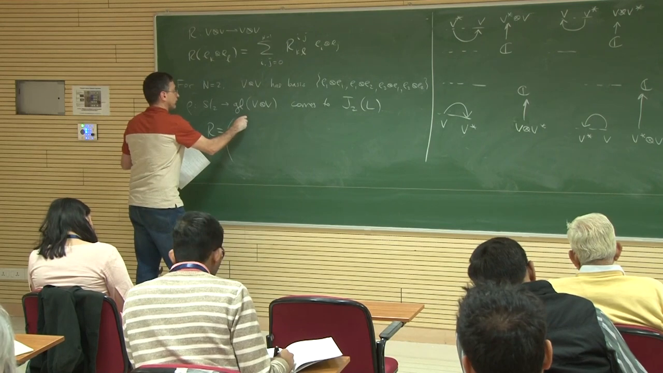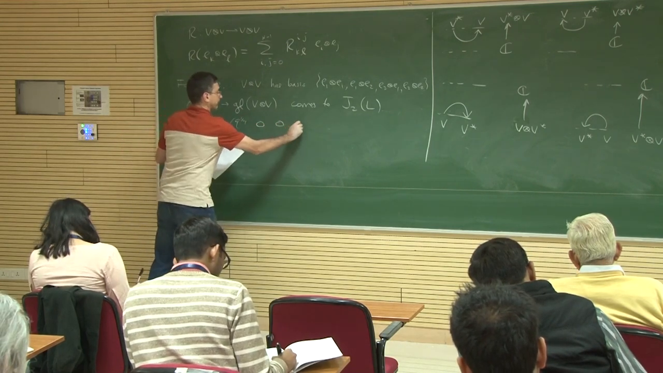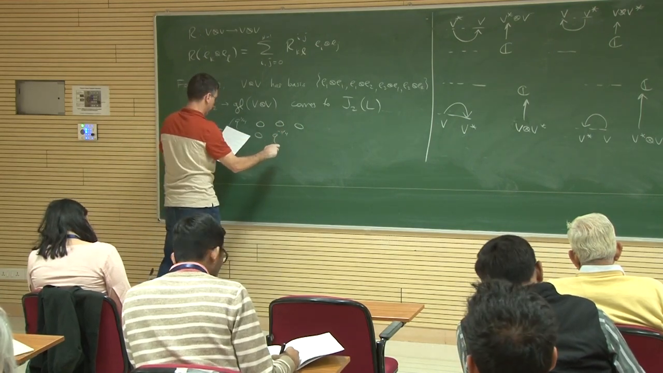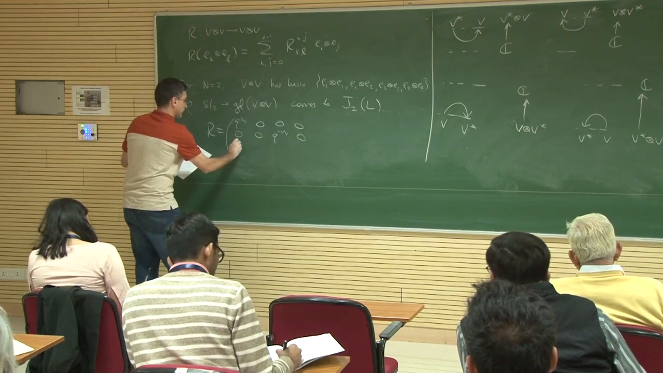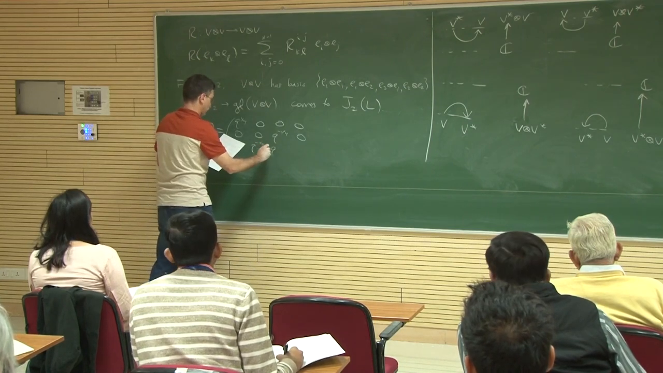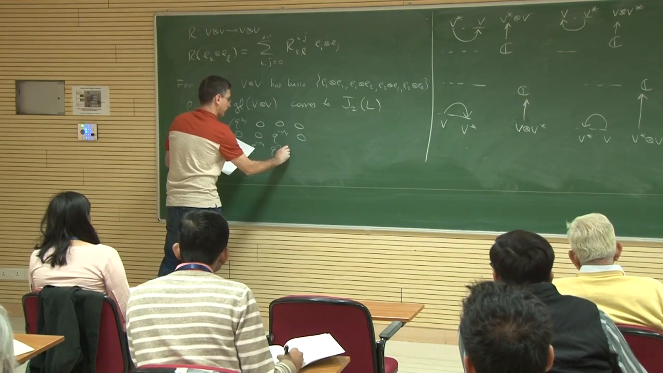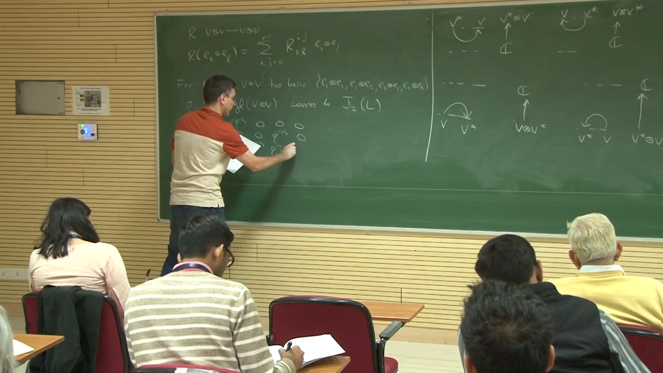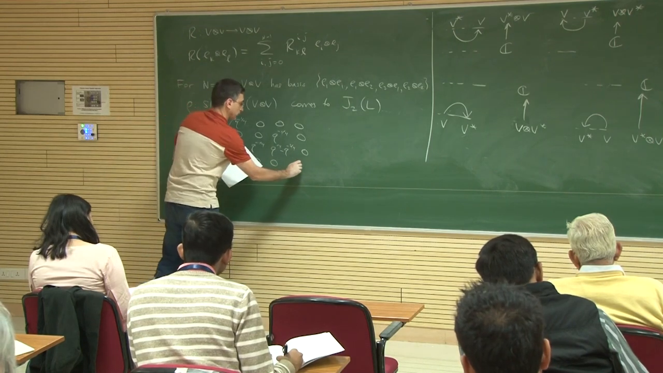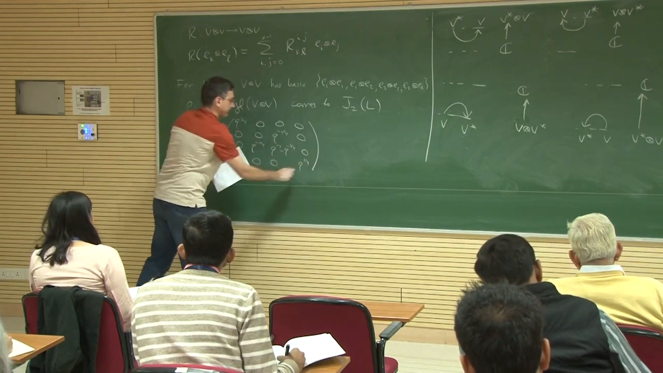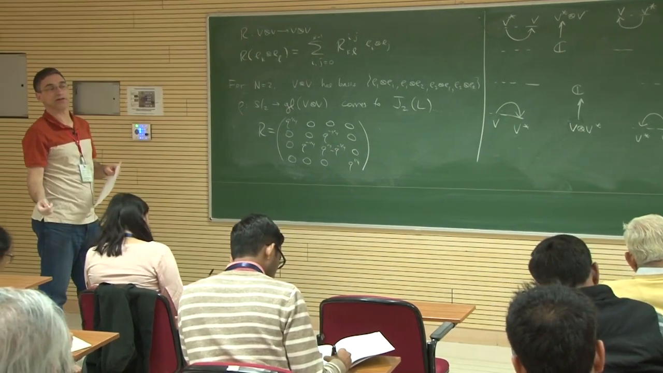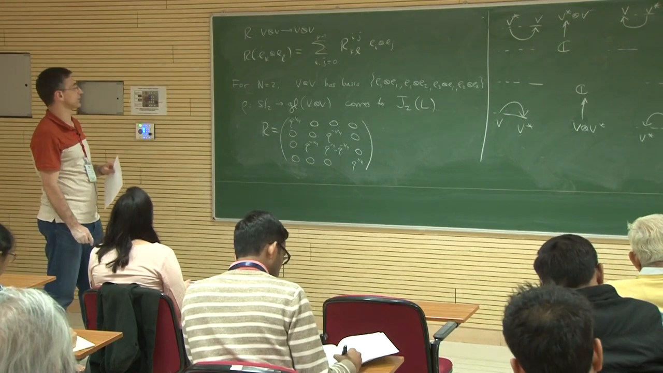So this is Q to the 1/4, 0, 0, 0, 0, 0, Q to the minus 1/4, 0, 0, Q to the minus 1/4, Q to the 1/4 minus Q to the minus 3/4, 0, 0, 0, 0, Q to the 1/4. Okay? It's hard to figure this out, right? So there's a science to this.